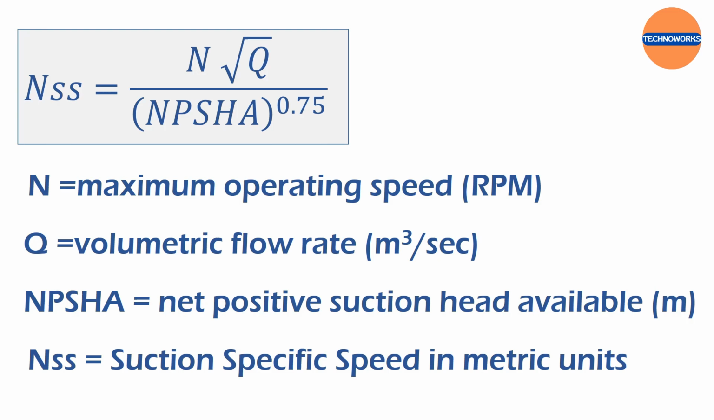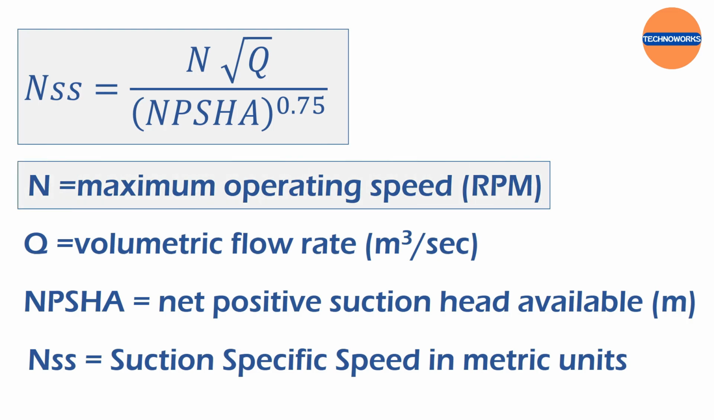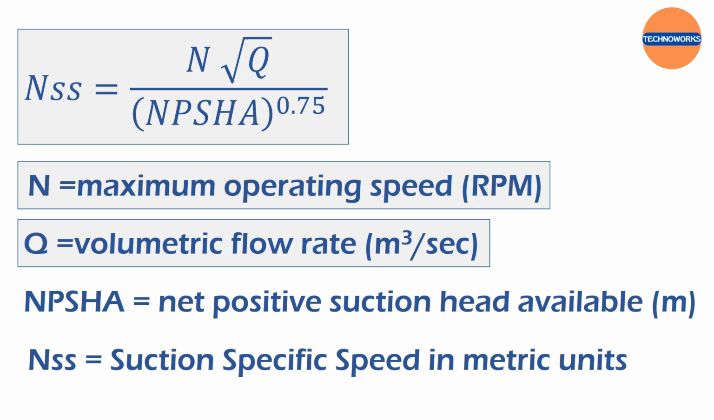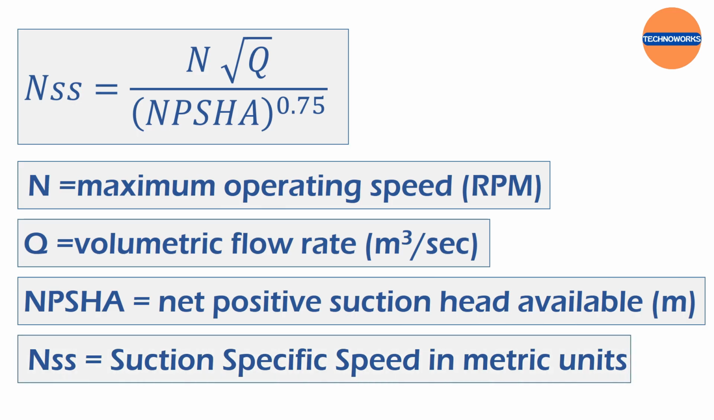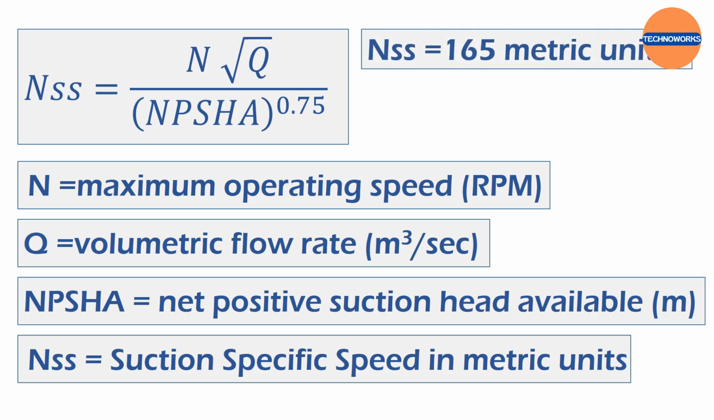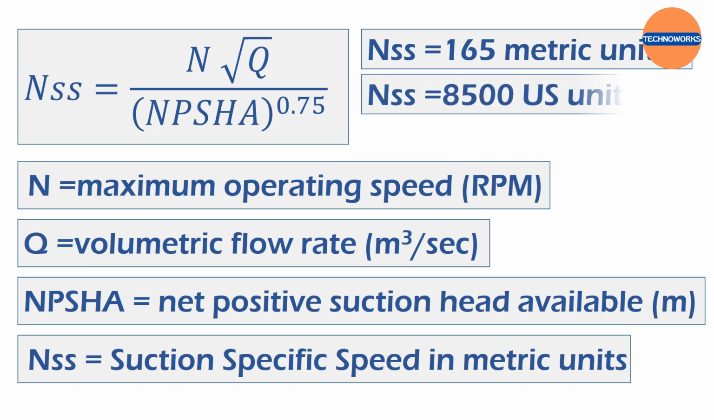In this equation, N is the maximum operating speed in RPM, Q is the volumetric flow rate in cubic meters per second, NPSHA is in meters, and NSS is the suction specific speed in metric units. The Hydraulic Institute standard recommends a suction specific speed of 165 in metric units, which is equal to 8,500 in US units for calculating the maximum operating speed.